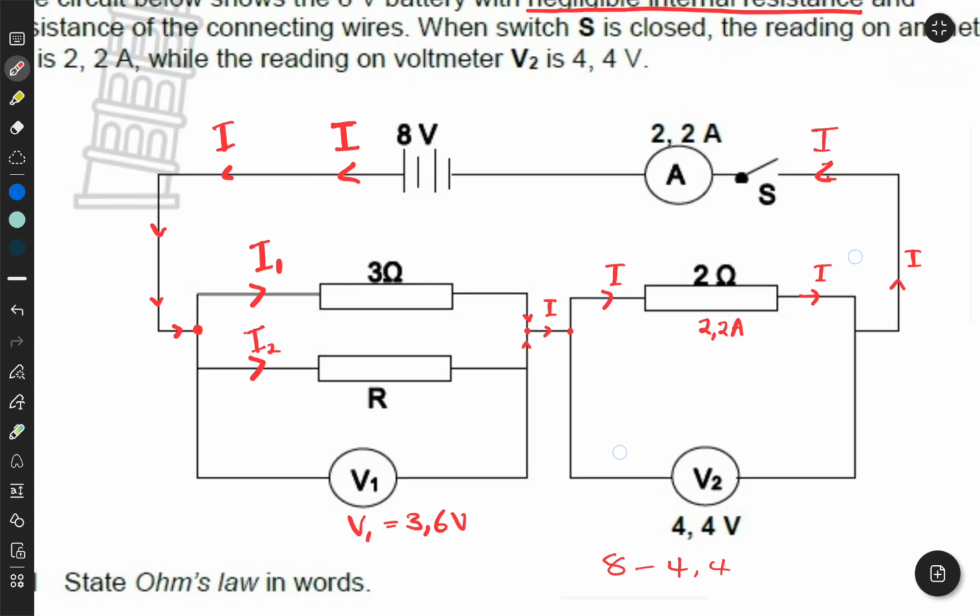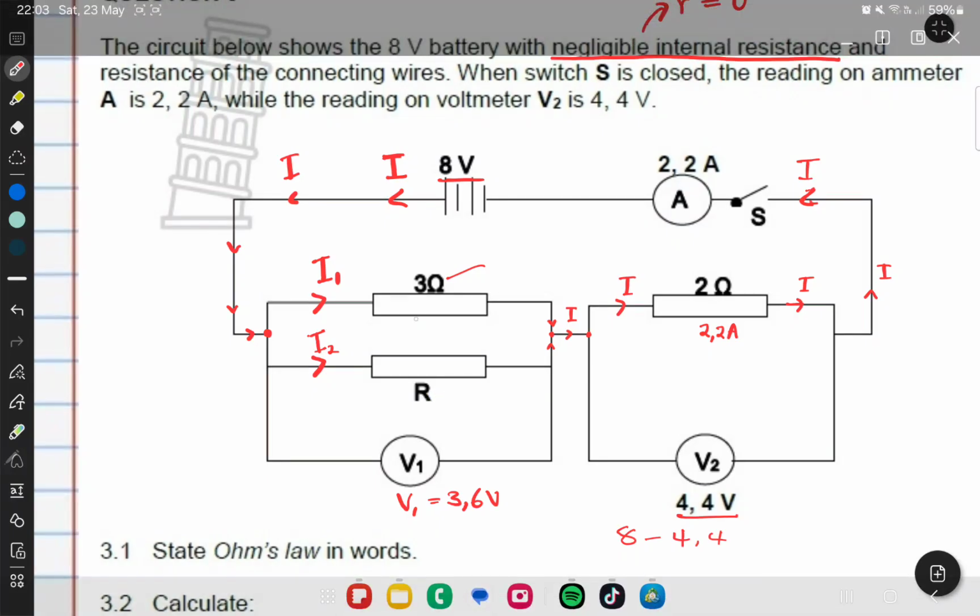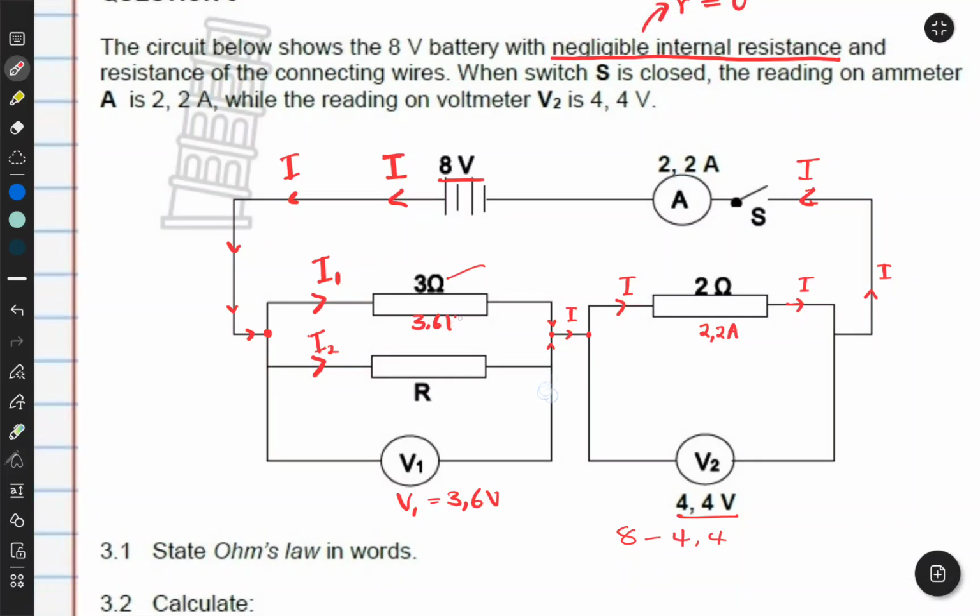So this is how you interpret any question. Before you start answering, you check the diagram, you make those small calculations like what we did here. We knew that this is 4.4 volts, and if we have a total of 8, it means V1 has to take the remaining, which is 3.6 volts. And if V1 is 3.6 volts, it means the 3 ohm resistor gets 3.6 volts, and the R ohm resistor will also get 3.6 volts. You can even write it here if you want, 3.6, and then this one will also get 3.6 volts.